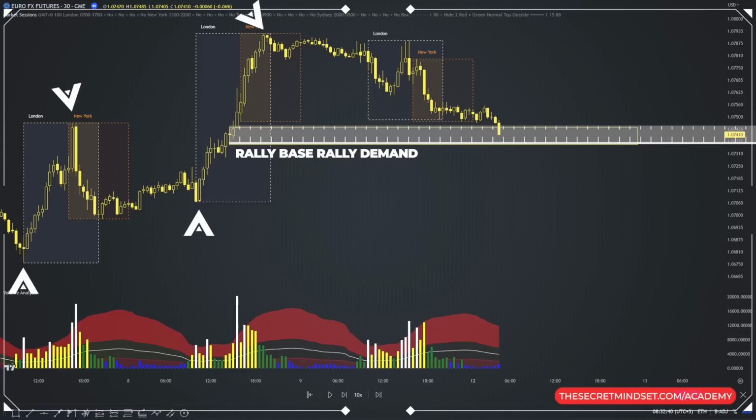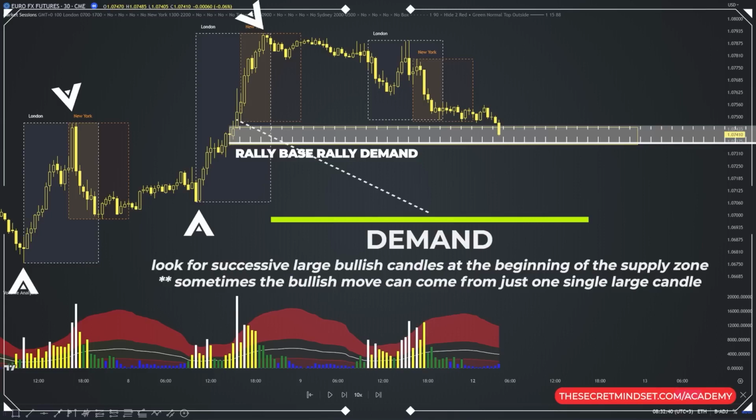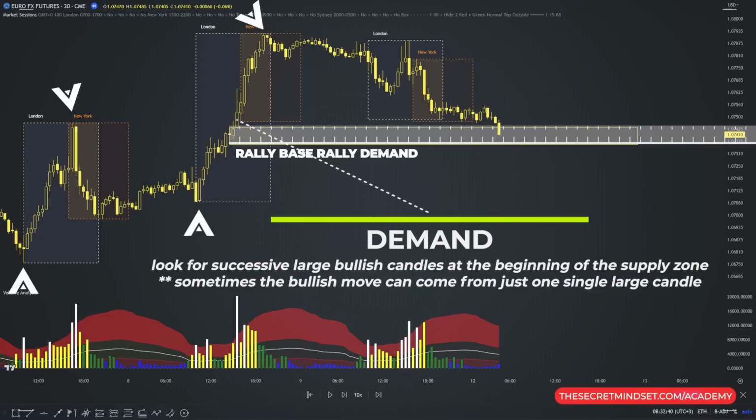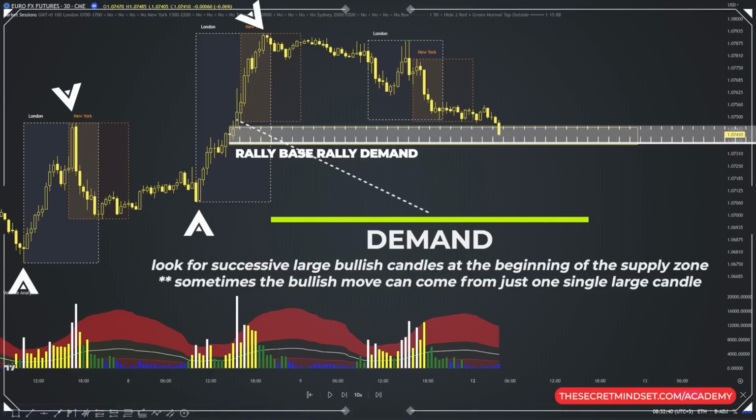Here's a bonus tip to find the best demand zones. It's a good sign if you see successive large bullish candles at the beginning of the demand zone. Sometimes a bullish move can come from just one single large candle. Other times, there are a few candles appearing one after another. But when you see this on your charts, it's a clear sign of bullish pressure.